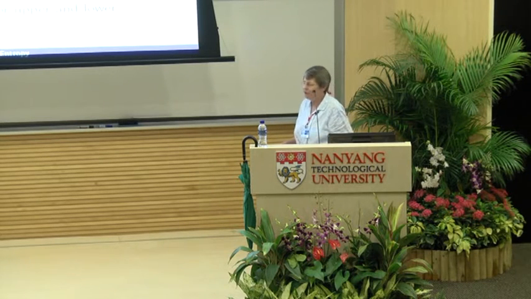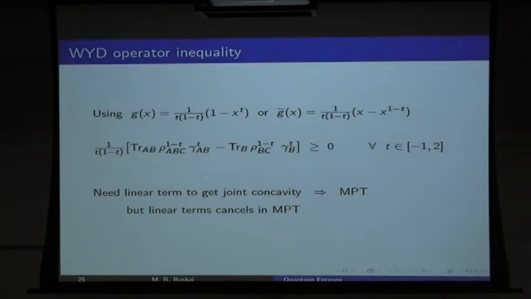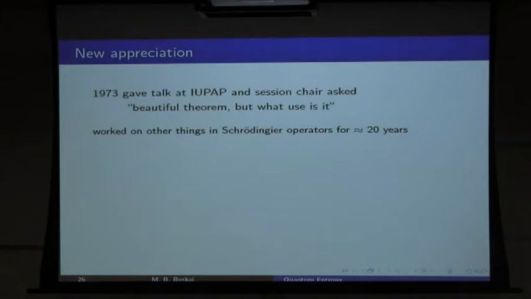Kim had some applications for the original inequality, and the question is, are there applications where you can use this pair of inequalities together to get upper and lower bounds? I don't know the answer to that. You can also, with the proper choice of G, get an operator version of the Wigner-Yanase-Dyson inequality. And you notice there's no linear term here. You need the linear term in order to prove joint convexity and monotonicity under partial traces, but then they cancel out. So you can get the inequality.